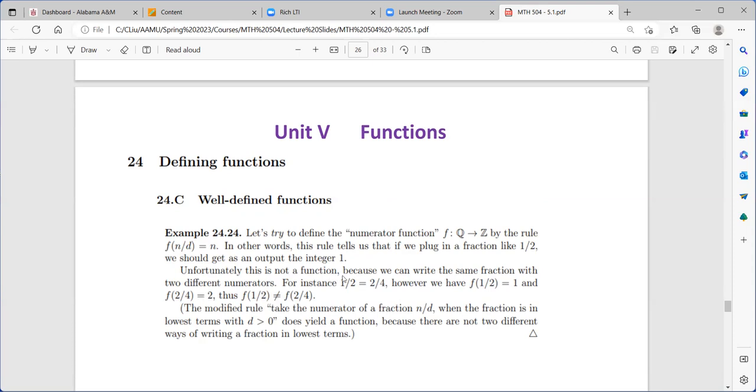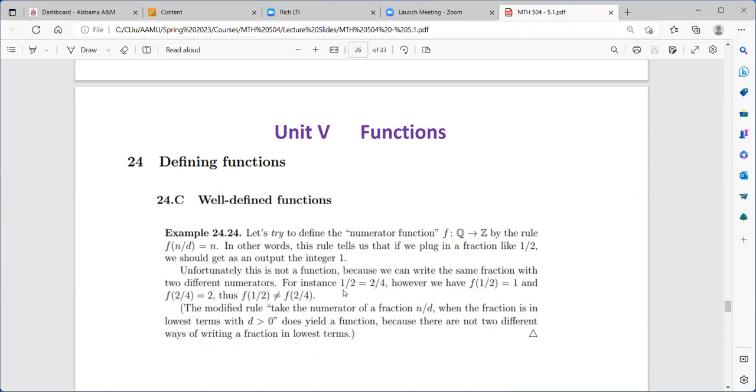So for the same number in the domain, you get 2 or more different values in the y. In this case, we're talking about 1/2, but we already got 2 different outputs, 1 and 2. You can also get 3, for example, if we write the 1/2 as 3 of 6. So that function is not well defined.